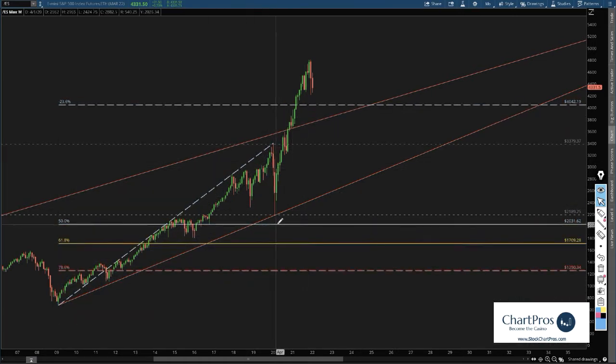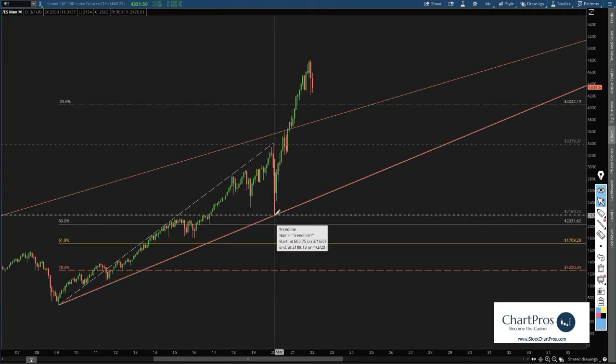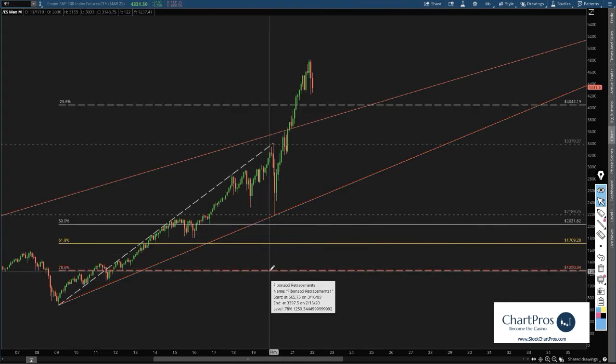I was looking for a 50% retracement in the March 2020 move, but it didn't come. In fact, price abruptly changed at that previous all-time high. This trend line wasn't there yet, so it seemed to have turned in no man's land. And so what I did is I found a validated fib.